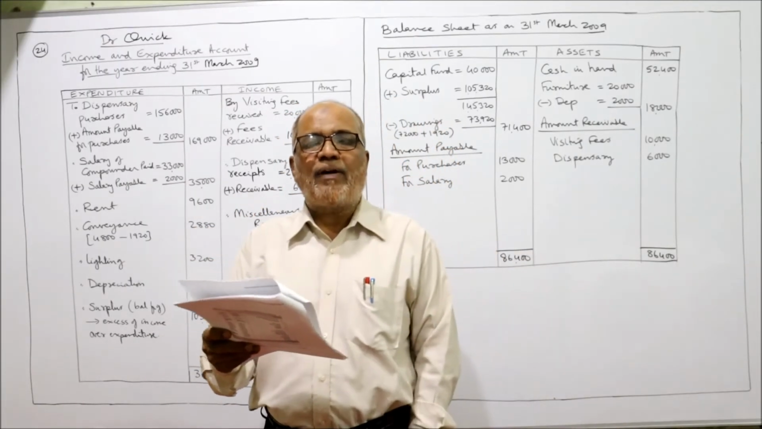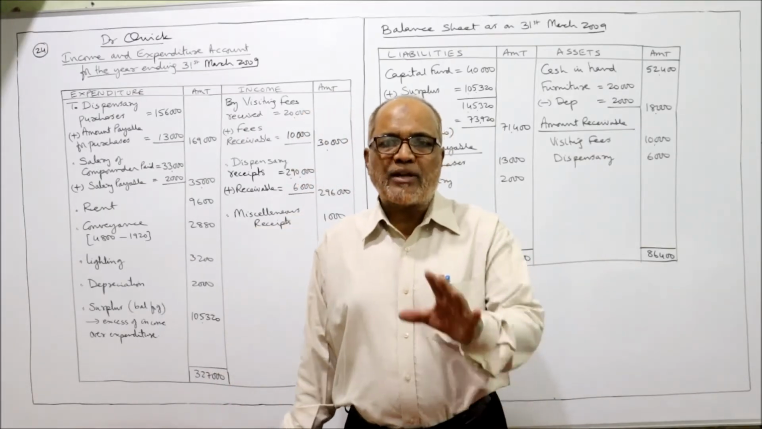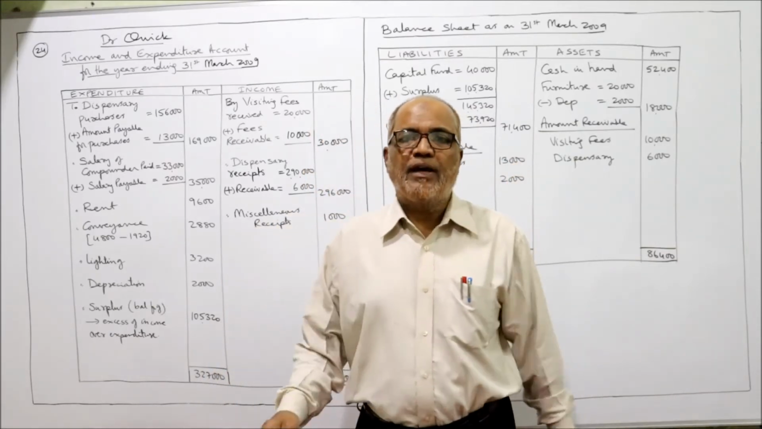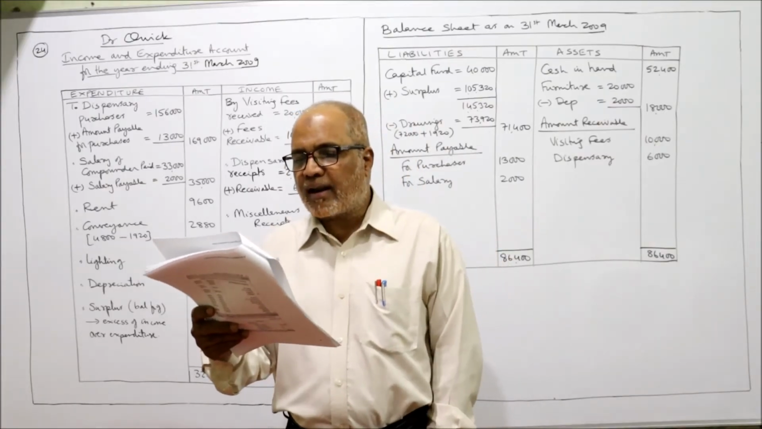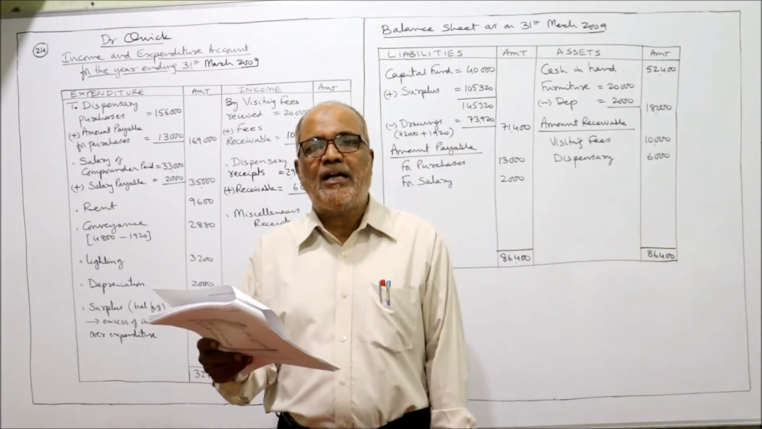Now on the payment side, furniture purchased. Furniture is a capital asset, so the purchase of furniture will go to the balance sheet. The furniture will not come in the income and expenditure account. Then dispensary purchases, salary to compounder, rent, conveyance, lighting. All these are revenue expenditure.